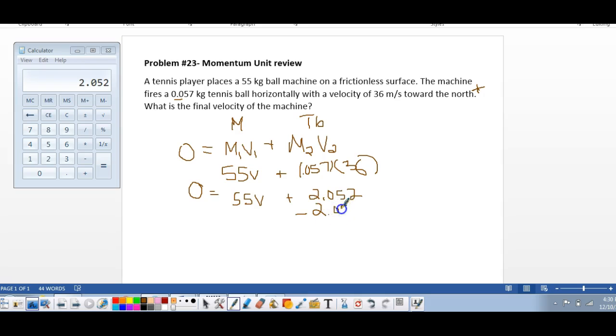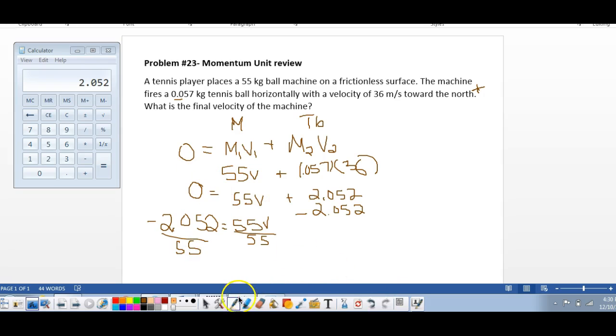Hopefully I'll get better at writing with the mouse eventually. So then we get negative 2.052 equals 55v. And then if we want to solve for v, we divide by 55. It's going to be a really small number, but you know, it's not going to be moving that fast. You would see the machine, it wouldn't be moving very quick.